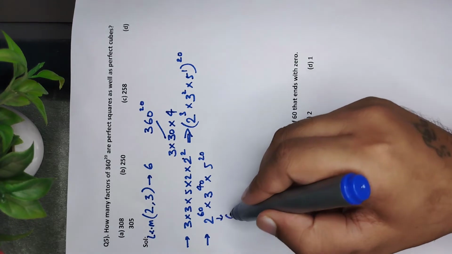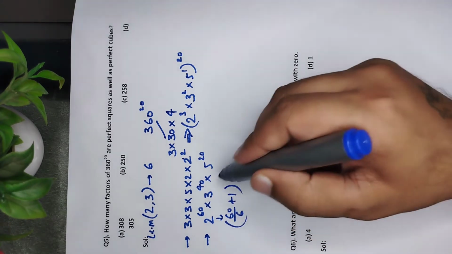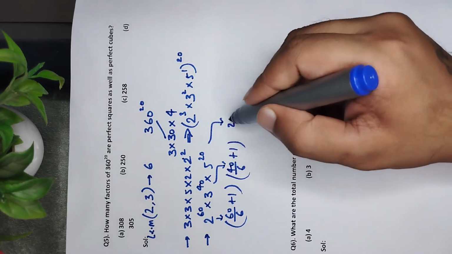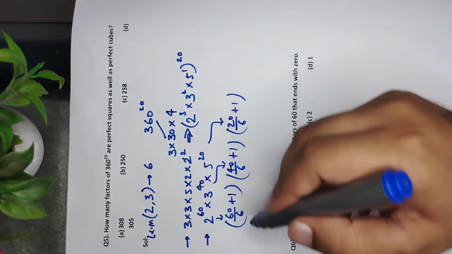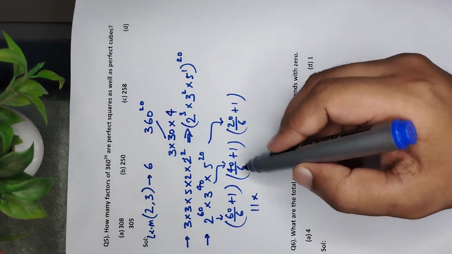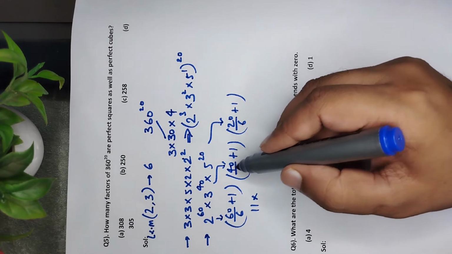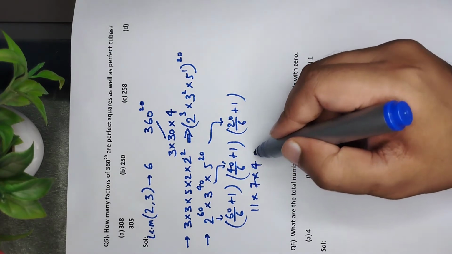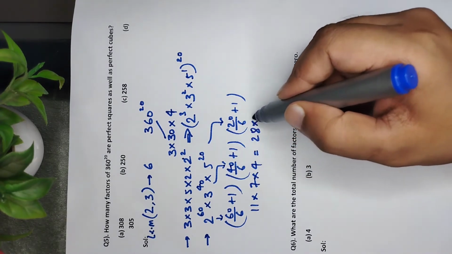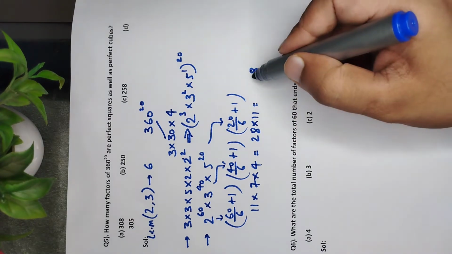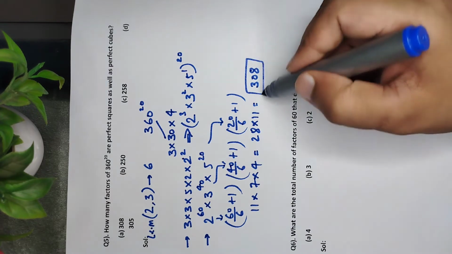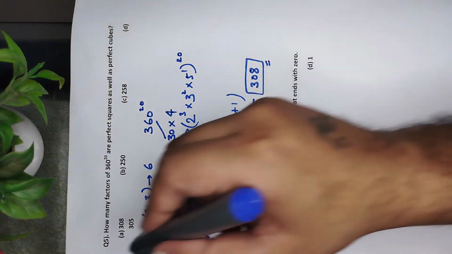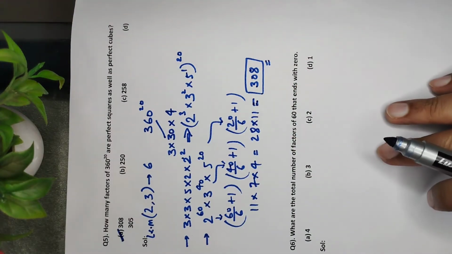So such kind of numbers will be, this is 60 divided by 6 plus 1, this will be equal to 40 divided by 6 plus 1, and this will be equal to 20 divided by 6 plus 1. So we can say this is 11 multiplied by, this is 6 times, it is only divisible till 6 times, so this is 6 plus 1 is 7, then this is 3 times 3 plus 1 is 4, so this is 7 times 4 is 28 multiplied by 11 is 308. So I can say that overall total there are 308 factors which are perfect squares as well as perfect cubes. So the first one will be the answer for this.